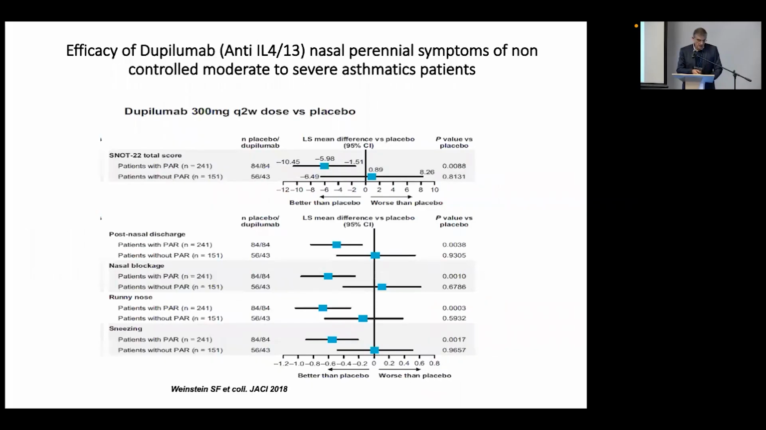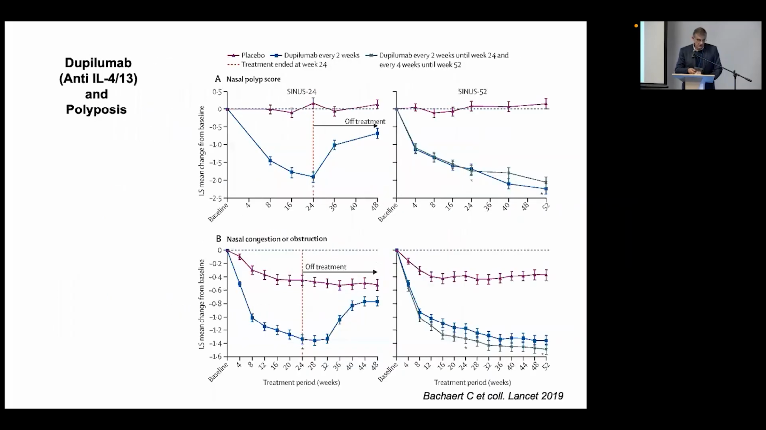And then dupilumab. I wanted just to show you that, because from my point of view, dupilumab is the best as compared to the others. It's clearly about the nasal polyps. We had better results, and this is the publication of Bachert in the Lancet.